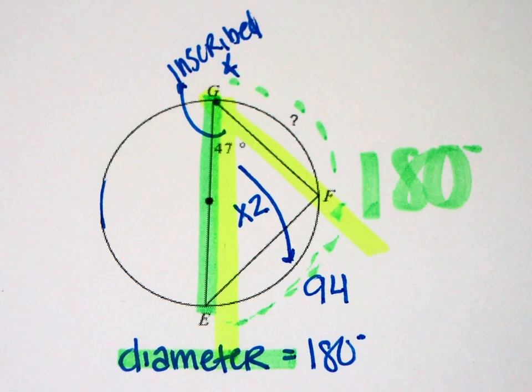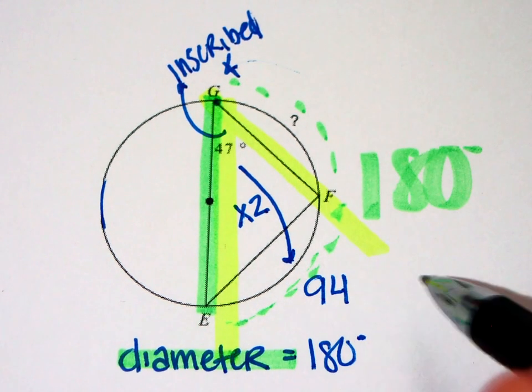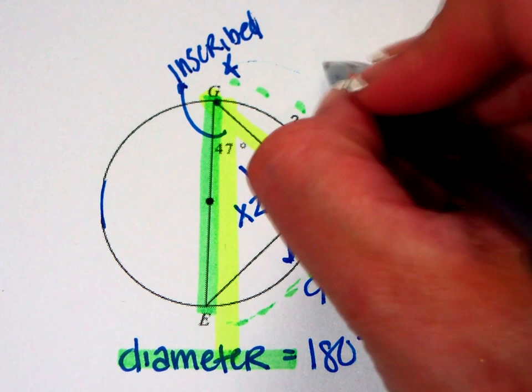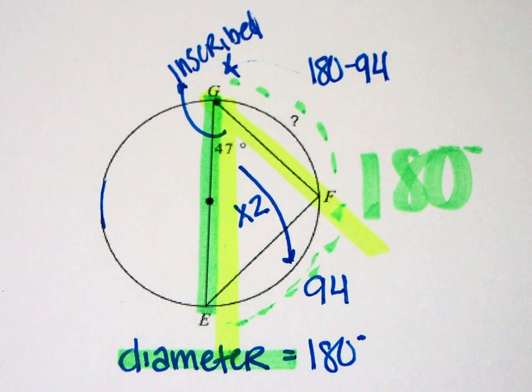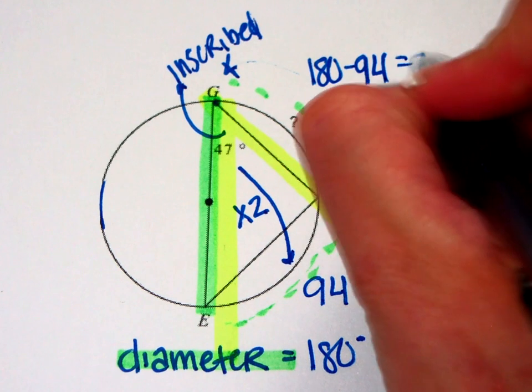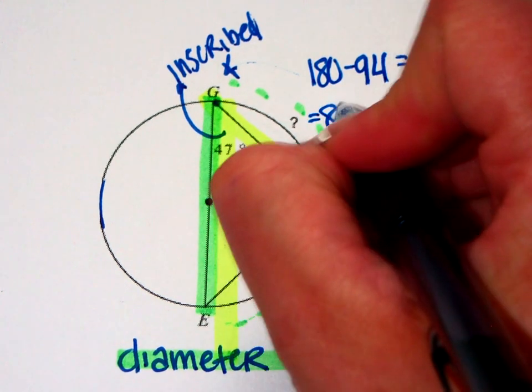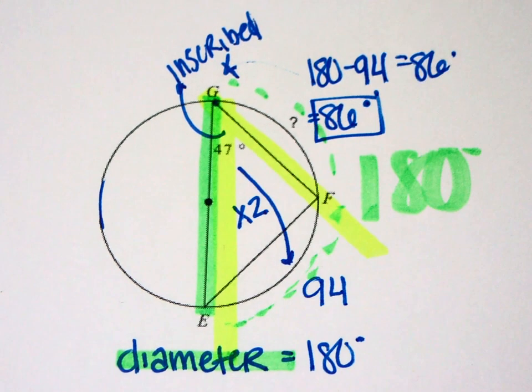I should know that this whole half circle has to add up to 180. So to find the question mark, I do 180 minus 94 to give me a total of 86 degrees. So the question mark is 86 degrees.